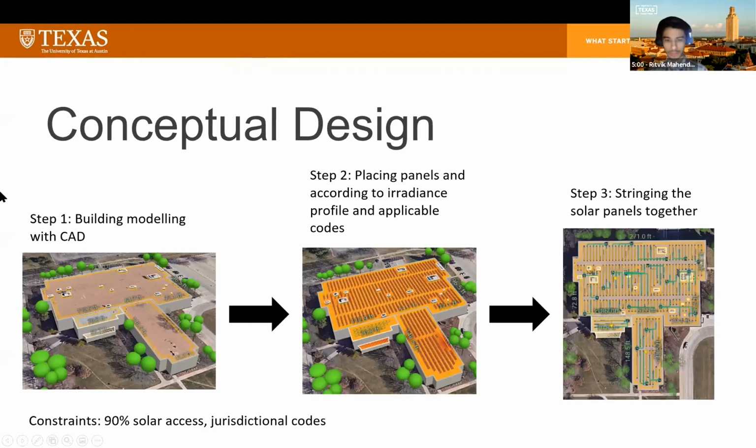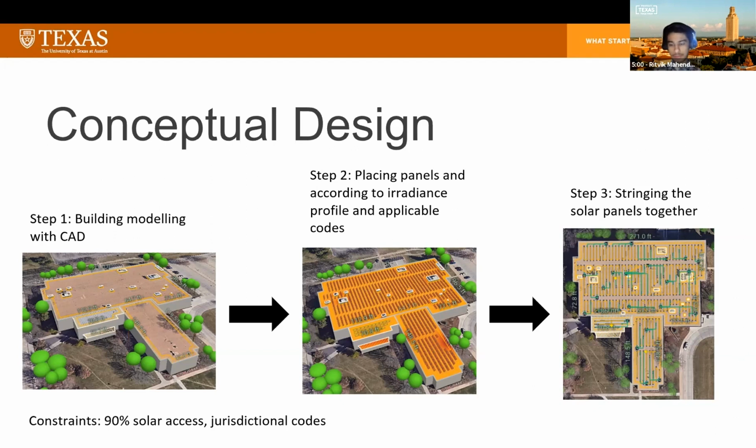As for the conceptual design of our solar system, we followed a simple 3-step process to achieve this. The first step was modeling the buildings using CAD software, and also modeling any obstructions that would shade the rooftop. The second step was to place the panels in accordance with the irradiance profile and applicable codes, which we will talk about in a later slide.